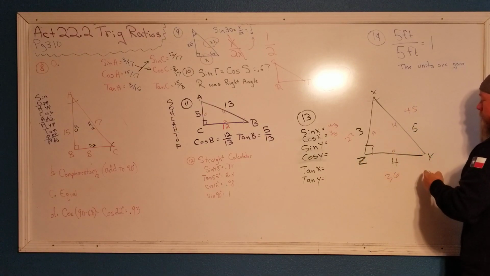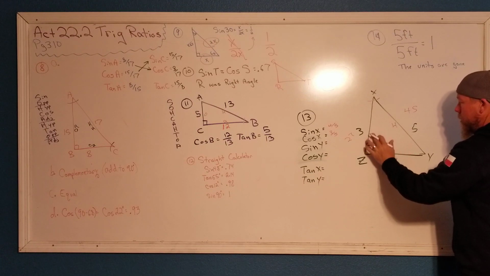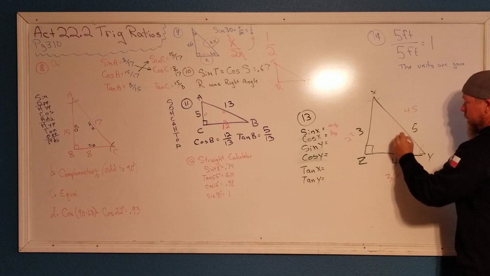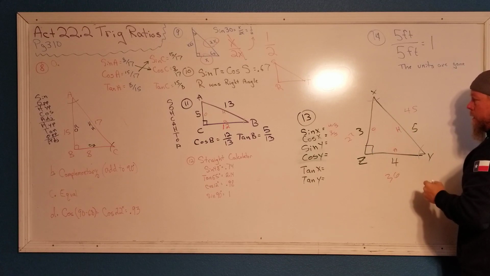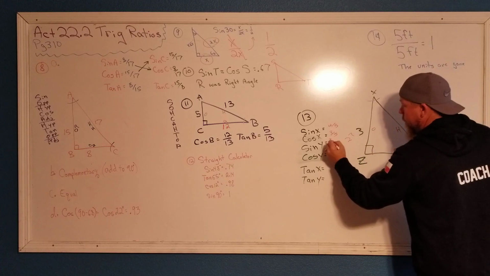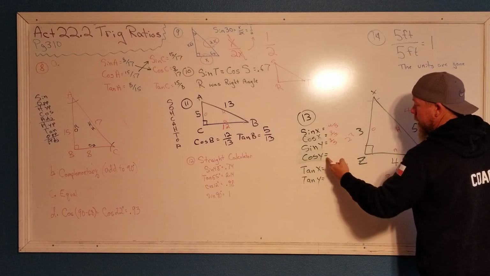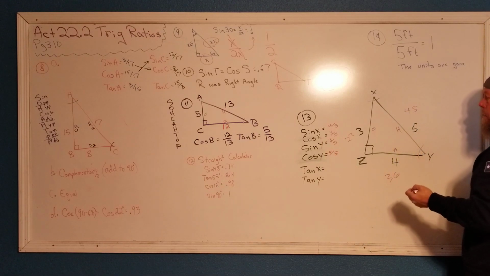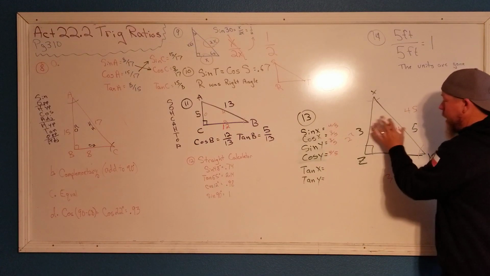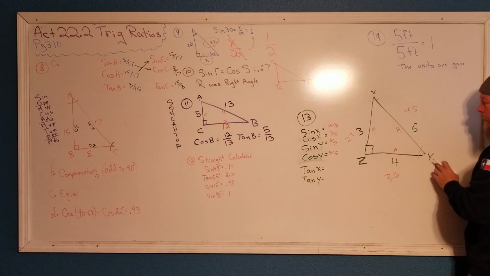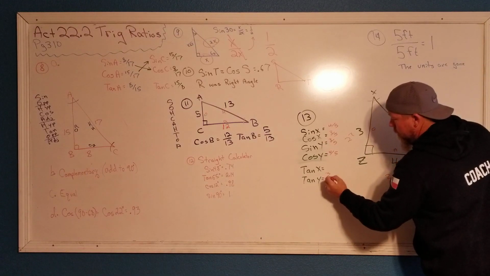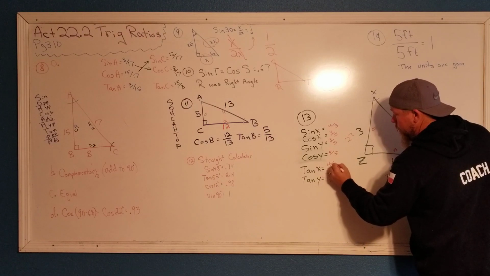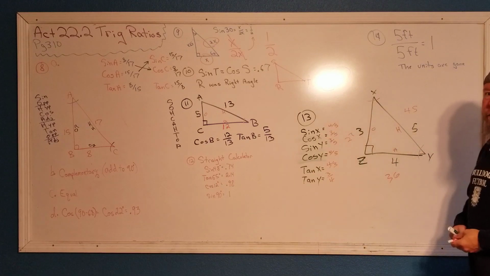Sine of y, so now we're going to go to y. We have to redo our markings here. This is going to be my adjacent, this is my hypotenuse, this is my opposite. So sine of y is going to be 3 over 5, just like the cosine of x. And the cosine of y is going to be just like the sine of x, 4 over 5. And the tangents are going to be reciprocals. We've got our triangle labeled for y, so let's do y first. Tangent of y is opposite over adjacent, so 3 over 4. That means tangent of x is just going to be the reciprocal of that, 4 over 3. Hopefully that makes sense for 13.